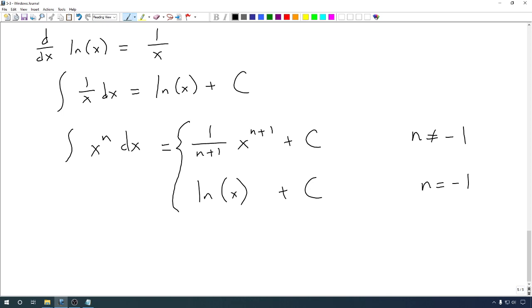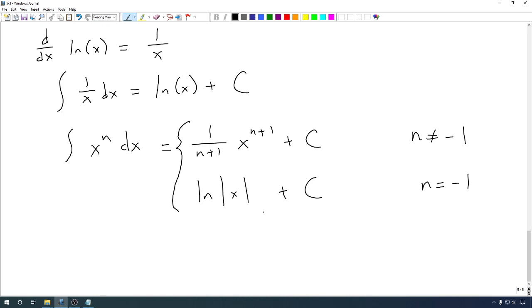Now there is one issue. The domain of 1 over x is everything except for 0, whereas the natural logarithm only has domain in the positive numbers. Can we also find the antiderivative for 1 over x in the negative numbers too? Well, it actually turns out to be kind of an easy fix. All we need to do is get rid of the negative by introducing an absolute value sign. Instead of saying that the integral of 1 over x is just the natural logarithm, we're going to say it's the natural logarithm of the absolute value of x. And that works out just fine.